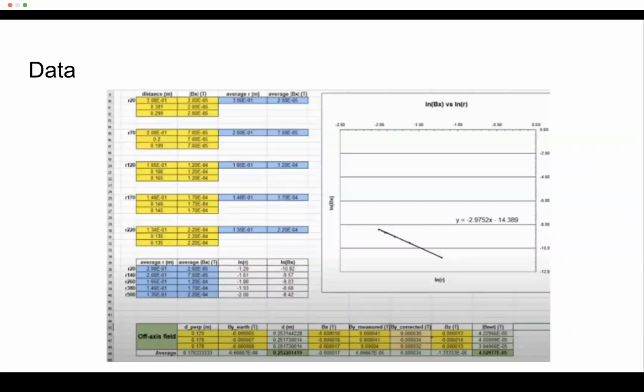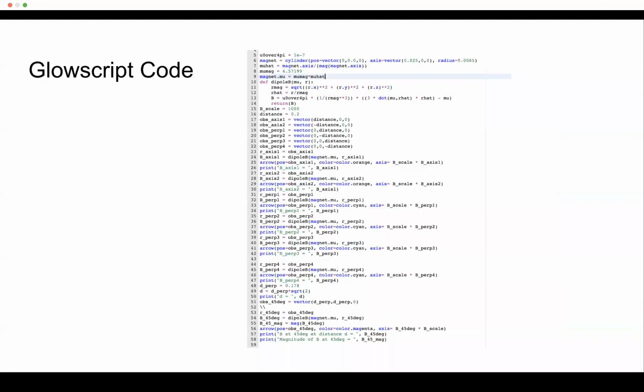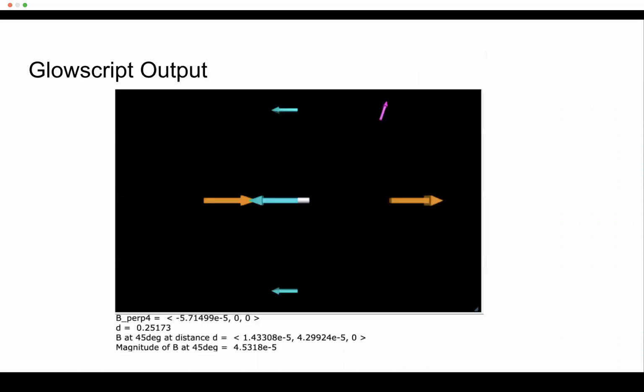As you can see with the data and calculations, you can see a linear relationship between the natural log of the magnetic field and the distance, which showed that as distance got closer, the magnetic field increases, as I explained before. For the GlowScript code, we just use this to calculate the magnetic field at different points. And for the output, here's the output of the code.